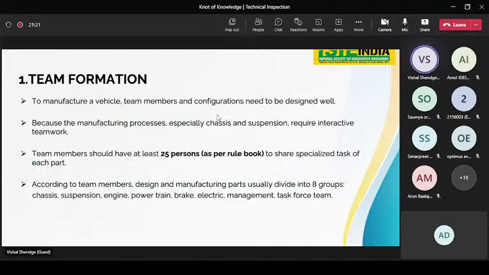First, team formation. To manufacture a vehicle, team members and configurations need to be designed well, because the manufacturing process, especially chassis and suspension, requires interactive teamwork. As per the rule book, team members should have at least 25% to share specialized tasks of each part. Usually they are divided into 8 parts, or it can be changed as per your requirement. For Formula Imperial, these teams can be divided into chassis, suspension, engine, powertrain, brake, electric, management, and transport team.